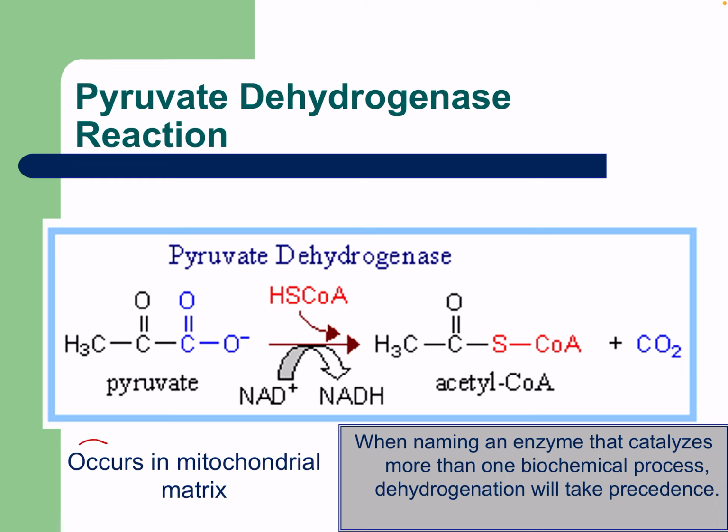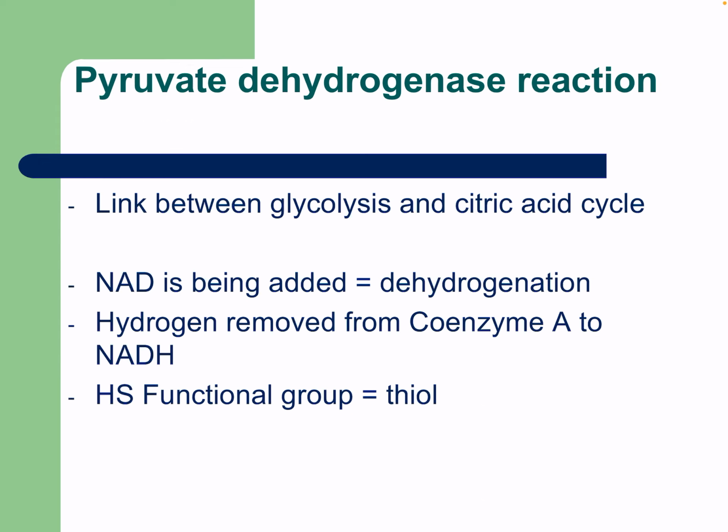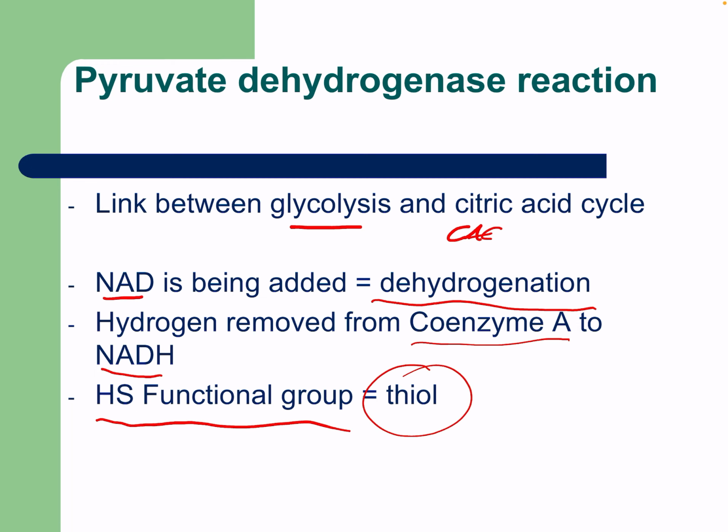Again, this occurs in the mitochondrial matrix. And when naming an enzyme that catalyzes more than one biochemical process, dehydrogenation will take precedence. So the pyruvate dehydrogenase reaction, again, is the link between glycolysis and the citric acid cycle. NAD+ is being added. This is the dehydrogenation. The hydrogen is removed from coenzyme A to NADH. So now we get that, and then we have the HS functional group, which is the thiol.